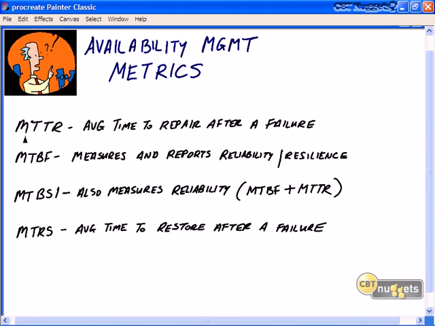As I mentioned, MTTR stands for mean time to repair, and this is basically, in a nutshell, the average time that it takes to repair after a failure. For example, a router or a switch fails, how much time, hopefully in minutes, possibly hours, even days, is the average time to repair once this particular component fails.